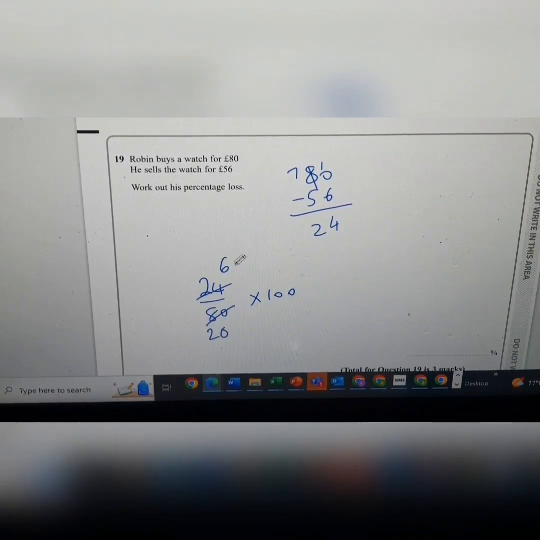Then I'm going to go again, divide by 2, divide by 2. So this is 3/10 times 100. So which is 300 over 10, which is 30% loss.